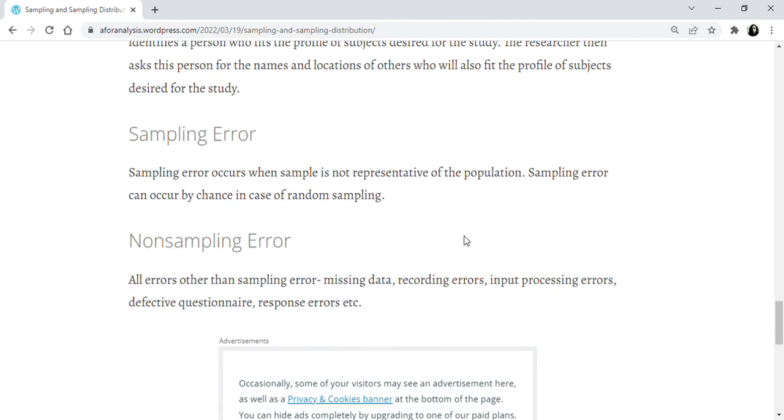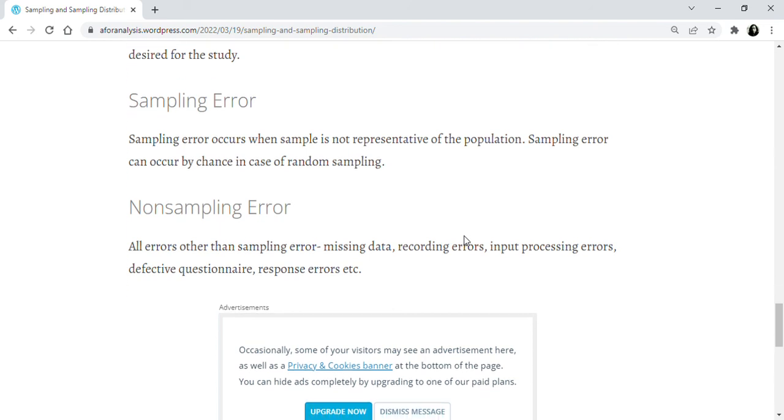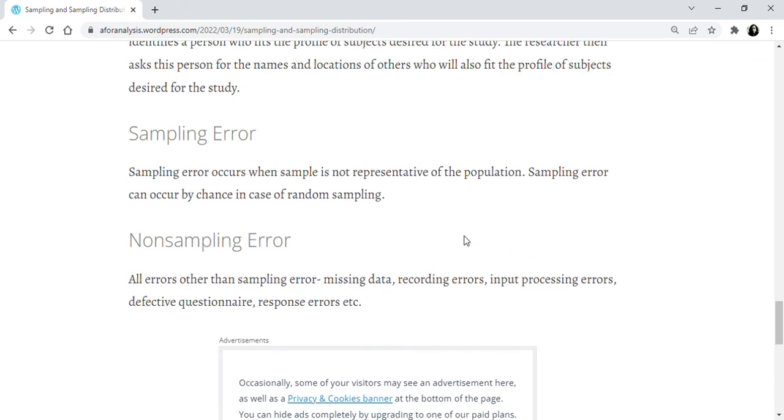Sampling error. Sampling error occurs when the sample is not a good representation of the population. Sampling error can occur by chance in the case of random sampling. But for non-random sampling, we cannot really calculate the sampling error because the probability itself is not known to us. Non-sampling error covers all errors other than sampling error: missing data, recording errors, input processing errors, defective questionnaires, response errors. All of these errors come into the category of non-sampling error.